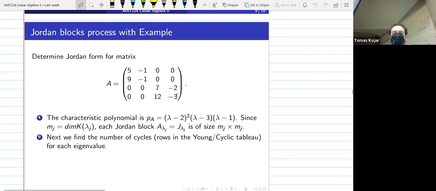So when they ask you for the Jordan canonical form, you write down the blocks in any order you like, it doesn't matter. And then you write it down in symbolic form. So this is called the Jordan canonical form.